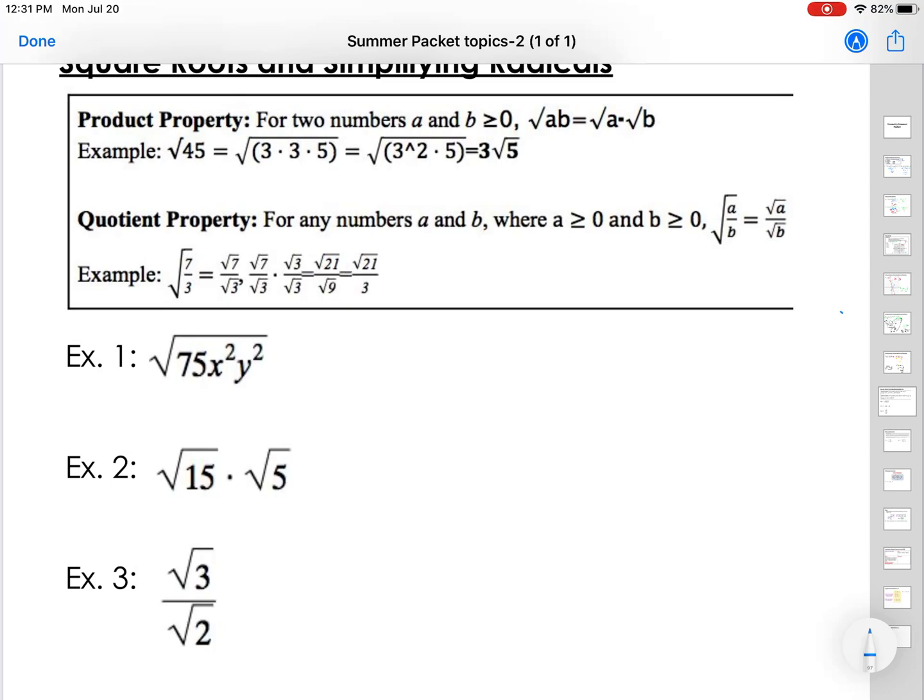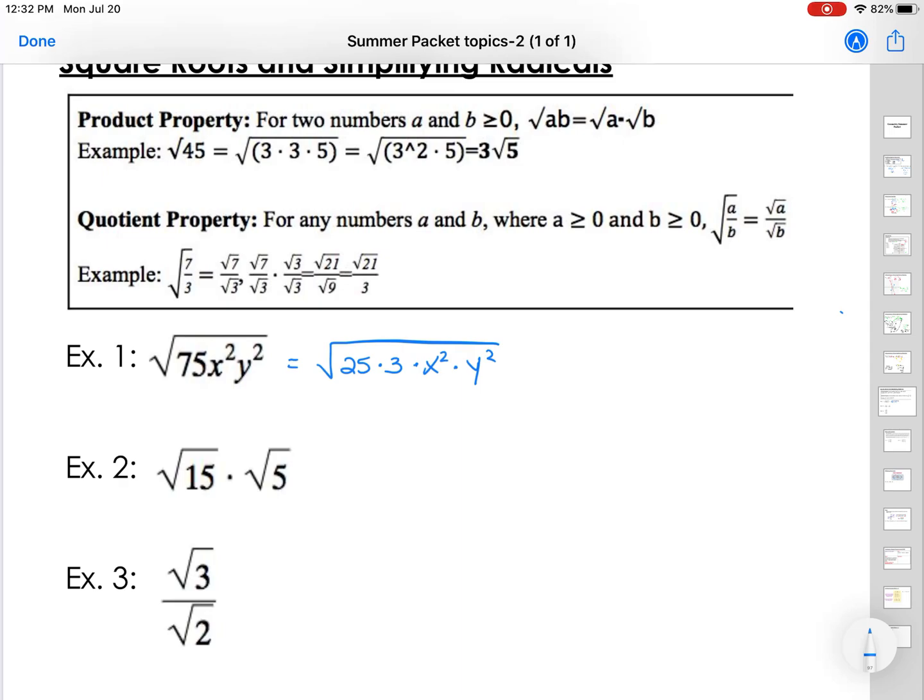So for example, if we take a look at example 1, I see the number 75. I know the number 25 has a nice pretty square root answer. So 25 times 3 is 75. So instead of doing the prime factorization, I can really just split this up into 25 times 3. And then I have times x squared times y squared. You don't have to do it this way, but to me, it's a little bit less time consuming.